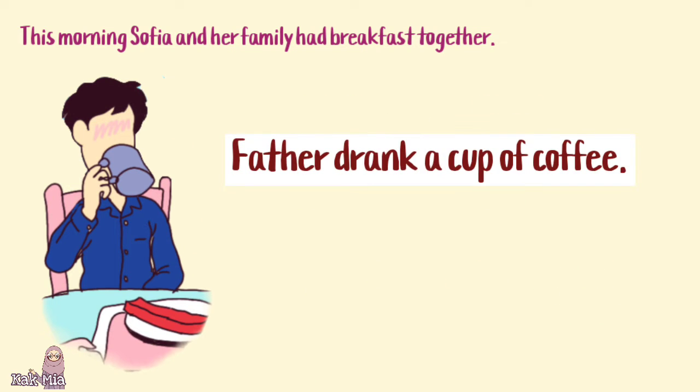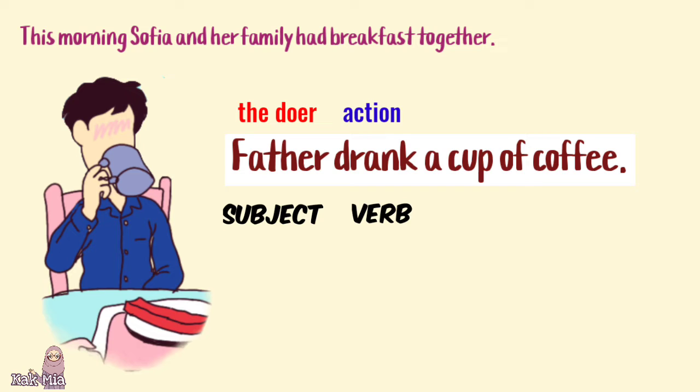The next sentence, Father drank a cup of coffee. Father is the doer, as well as the subject of the sentence. The verb is drank. It is the action which is taken by the doer. A cup of coffee is the receiver of the action as well as the object of the sentence.